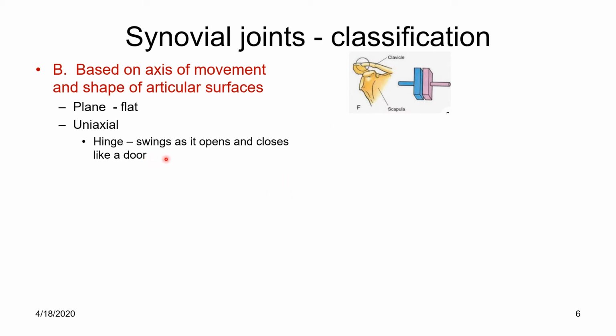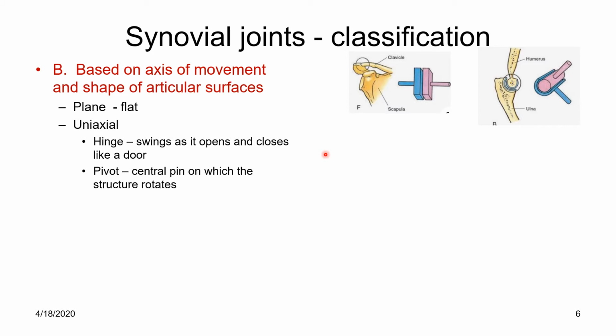Then they are further divided into uniaxial type of joints, which is further subdivided into hinge type. Hinge means it will swing as it opens and closes like a door. So, this is a hinge joint between the humerus and the forearm bones, the elbow joint. So, like closing and opening of the door, the movements of this joint will be seen. So that's why it is hinge joint.